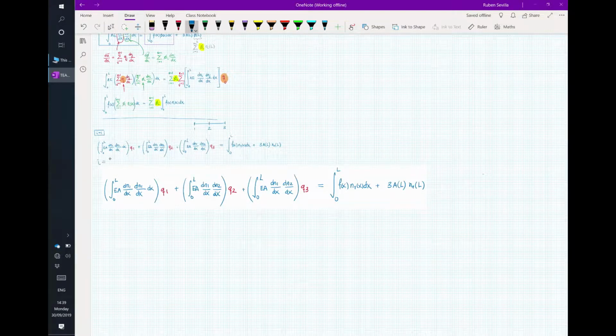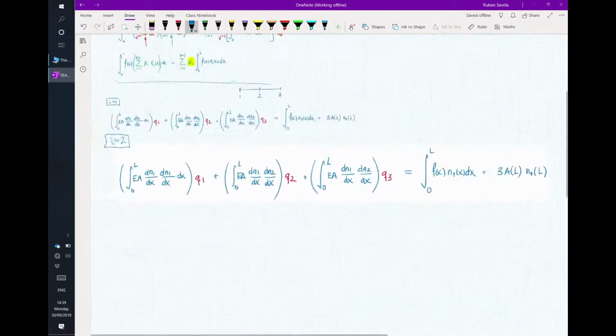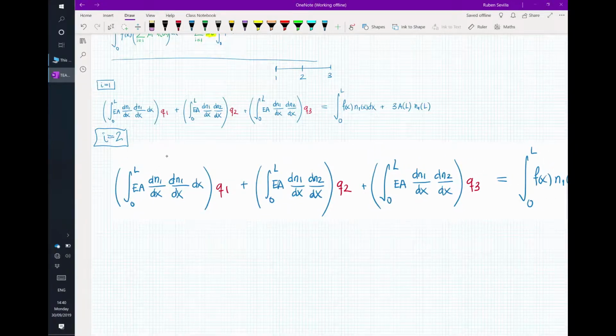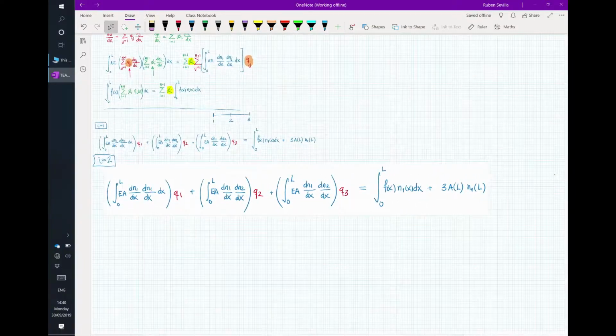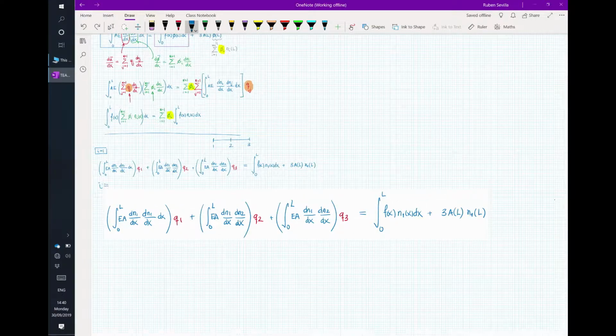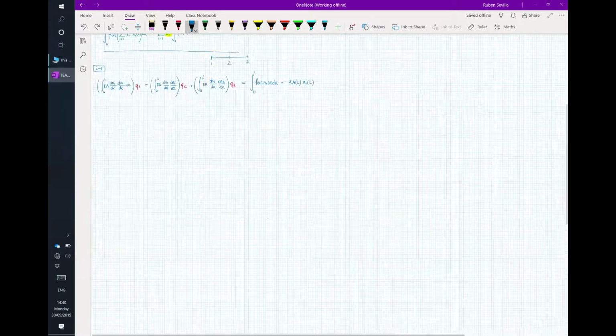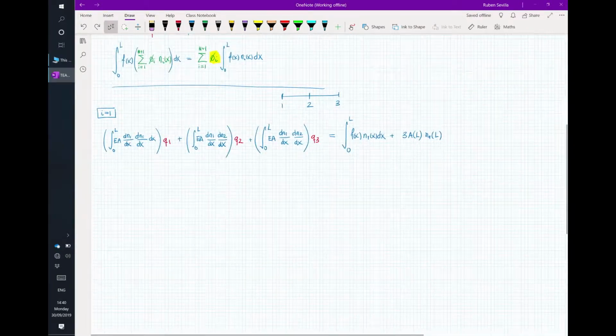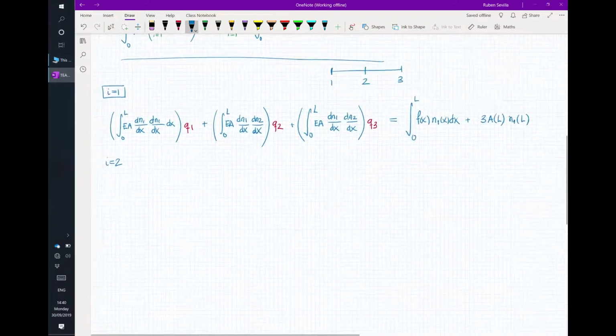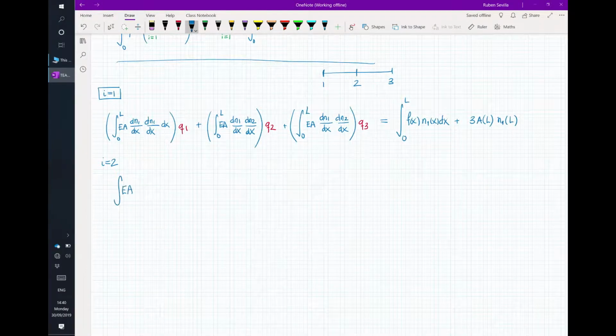For i equals 2, let's do a bit of a zoom here. What is changing is the index of the first shape function. I'm not being very successful here, right? That's not what I wanted to do. Go back to here. What I have is dN2/dx, dN1/dx, and everything multiplied by q1, and so on.